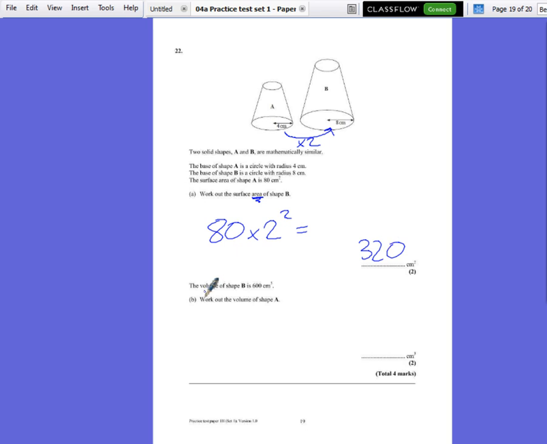For part B, if we talk about volume, the scale factor will be 2 cubed. Because we went from the larger one to the smaller one, we want to divide. So it'd be 600 divided by 2 cubed. 600 divided by 8 is 75.